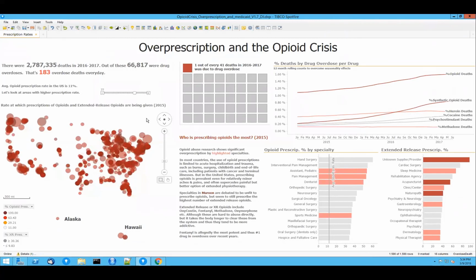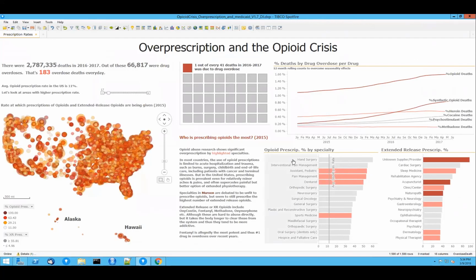So from looking at what rate people are giving out prescriptions, let's take a minute and look at who is giving these prescriptions. So here I've got opioid prescription percent by specialty, and I've got extended release prescription percent by specialty. In both of these, the fields that are highlighted are fields that it's well documented in opioid abuse research are known for overprescription.